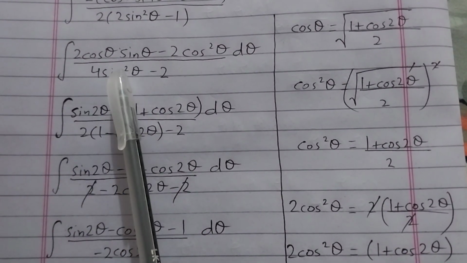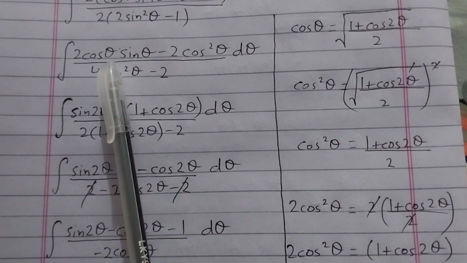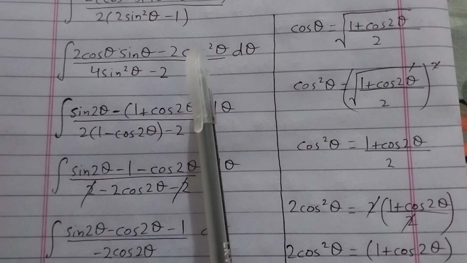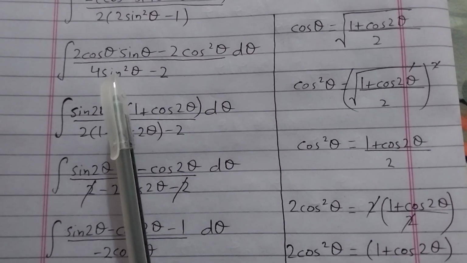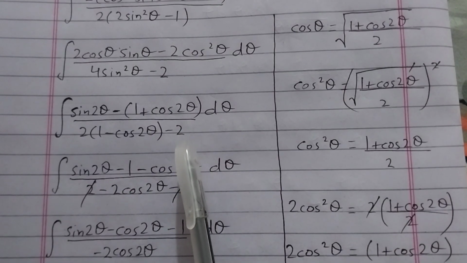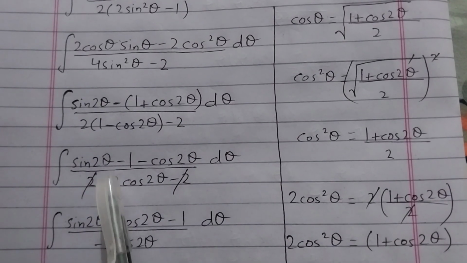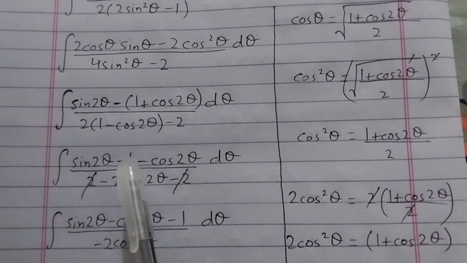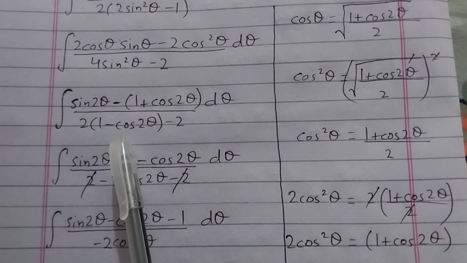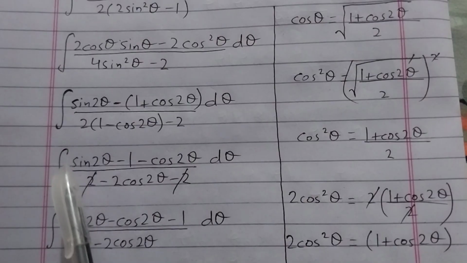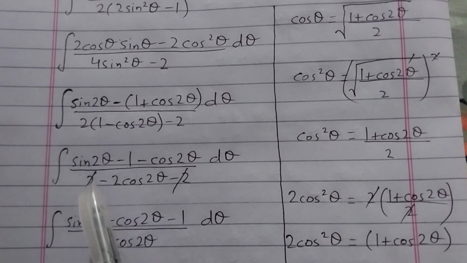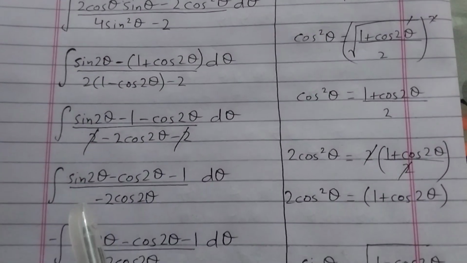So sin 2 theta, I told you that this has become the formula for sin 2 theta now. So sin 2 theta minus this had value 1 plus cos 2 theta, and this had value 2 times (1 minus cos 2 theta), minus 2 is as it is. So sin 2 theta, this negative is distributed. It becomes minus 1 minus cos 2 theta over, this 2 is being multiplied with this expression. So this becomes 2 minus 2 cos 2 theta minus 2, 2 and negative 2 cancel out.